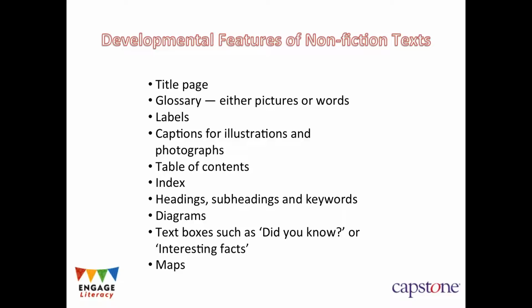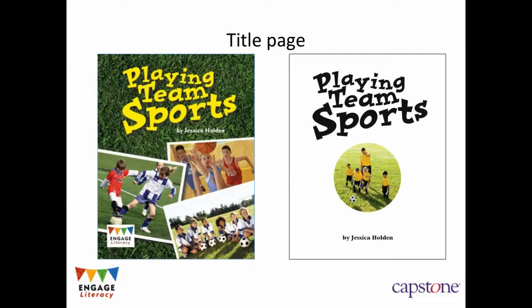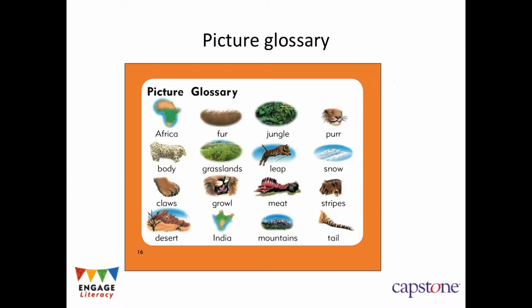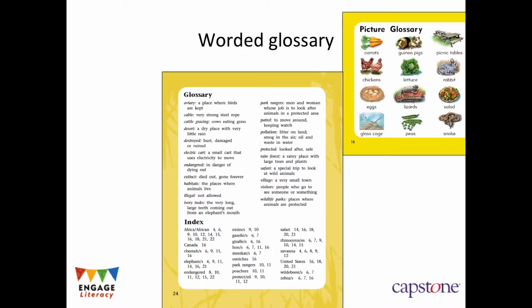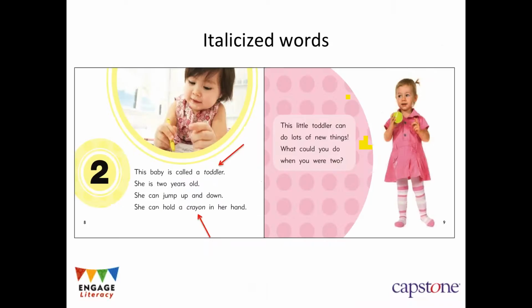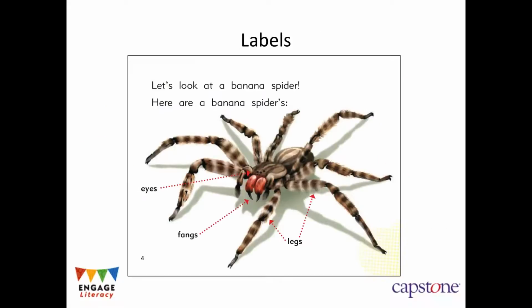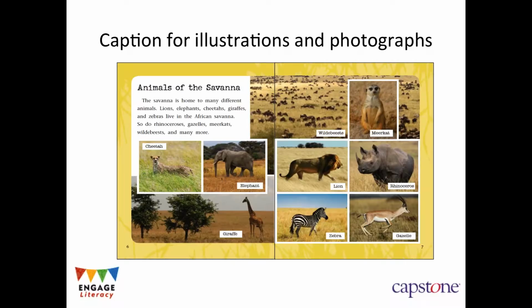Some examples are the title page, which cues the child into the topic of the text, a picture glossary to provide the child with support when they encounter unfamiliar words, a worded glossary that replaces the picture glossary in higher level text, italicized words that correspond to the picture glossary or worded glossary, labelled pictures and photos that help children with unfamiliar words and concepts in the text. Captions for illustrations and photographs serve a similar purpose, but they provide the reader with more detail.